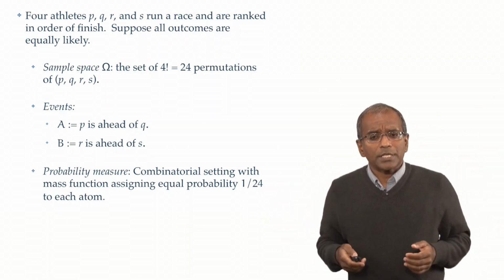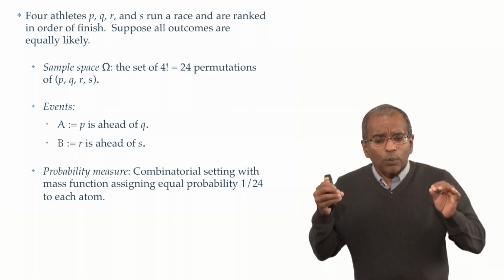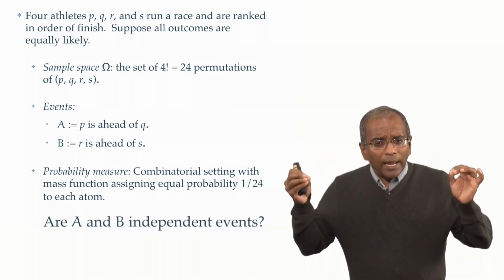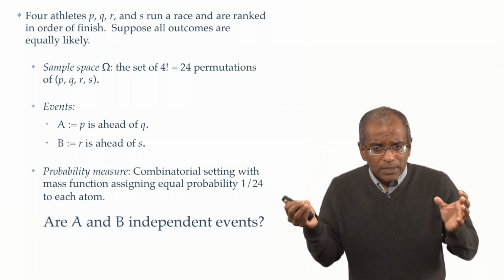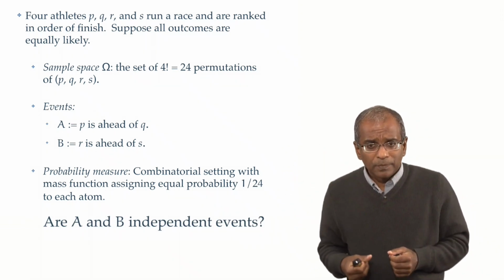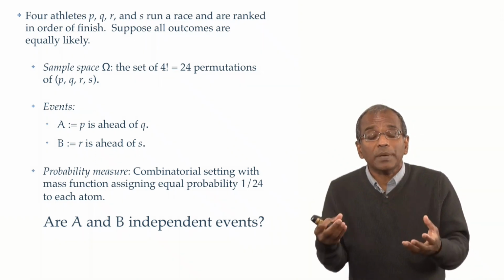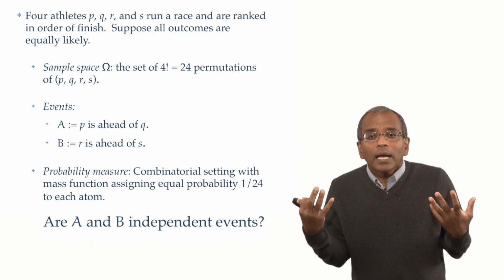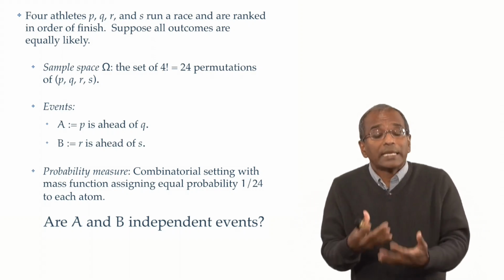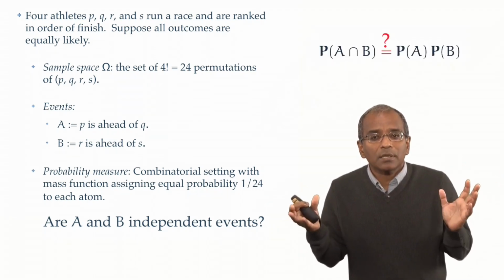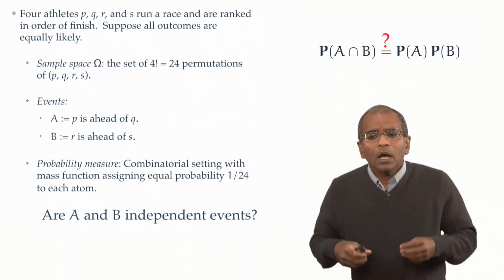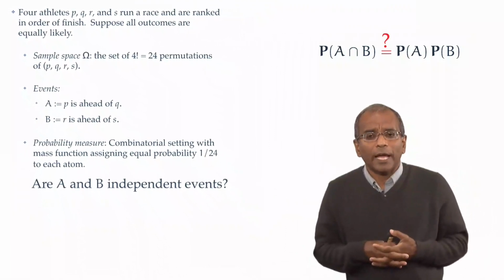Let's compute probabilities. Our basic question is, are A and B independent? Now, to do this, we have to understand the probability of A, we have to understand the probability of B, and we have to understand the probability of A intersection B. And then we query, is the rule of products satisfied? This is the acid test for independence. Let's go step by step. What can we say about the probability of A?